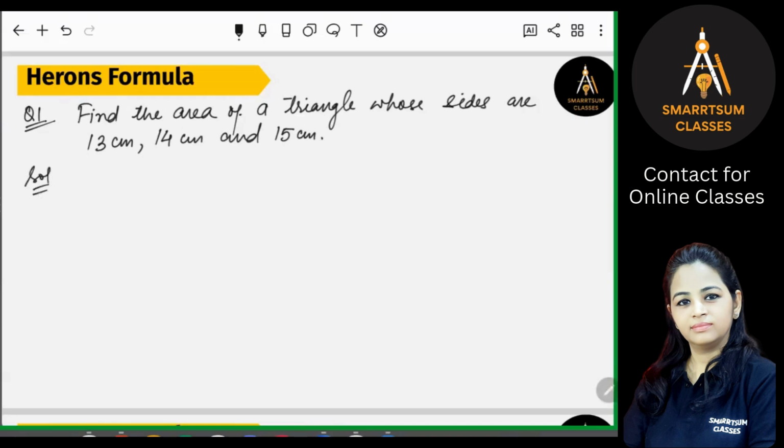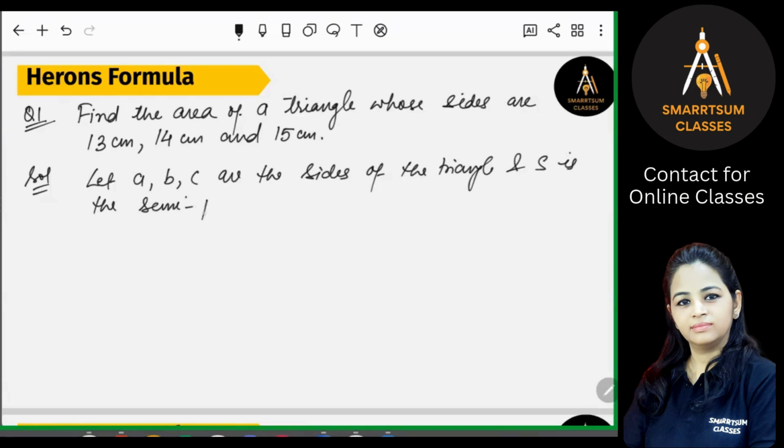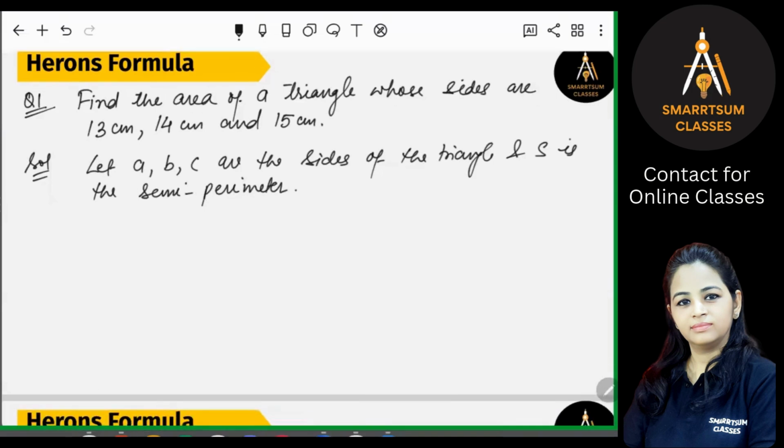Now, let's assume A, B, C are the sides of the triangle and S is the semi-perimeter. So write down, let A, B, C be the sides of the triangle and S is the semi-perimeter. So now, very first we will find out S.